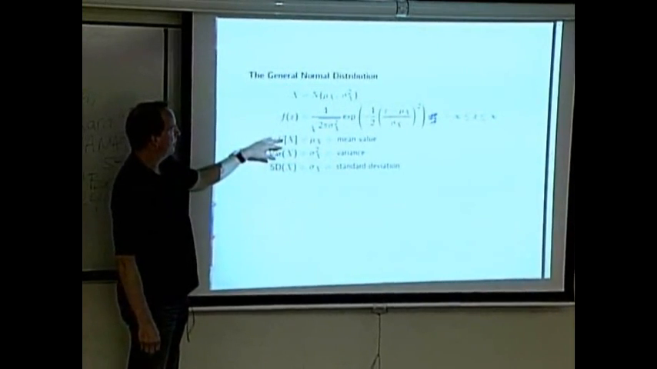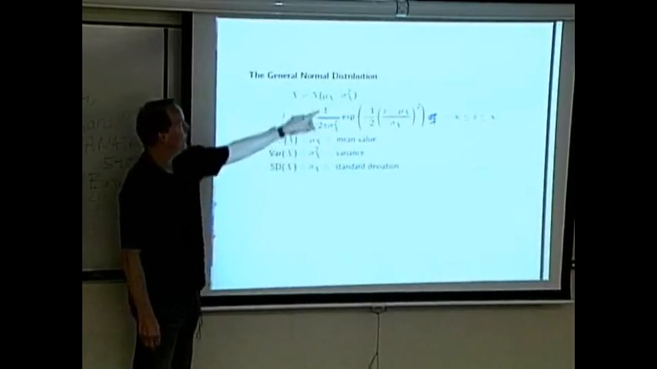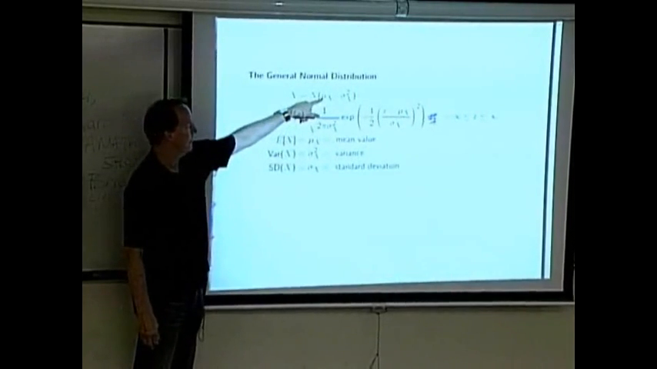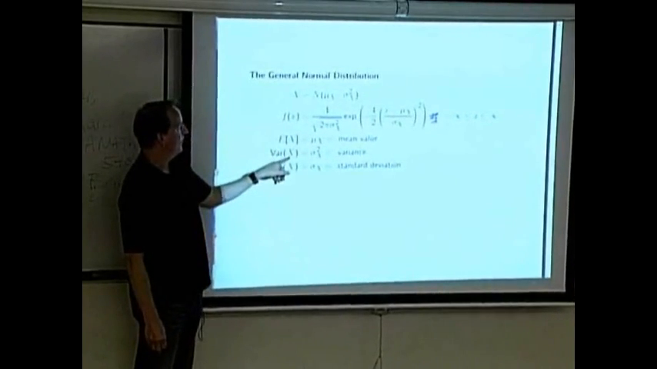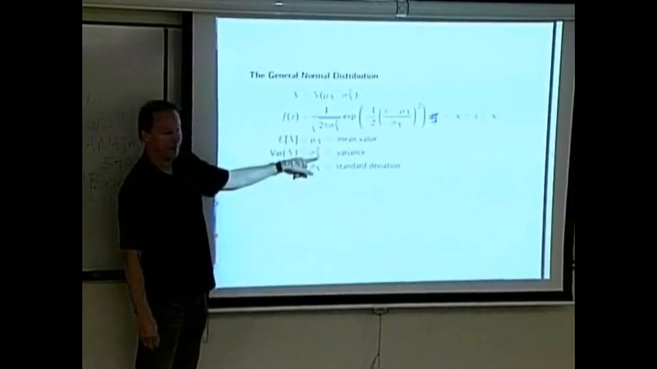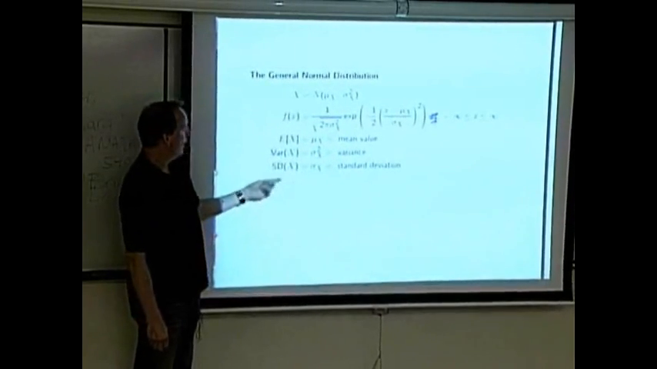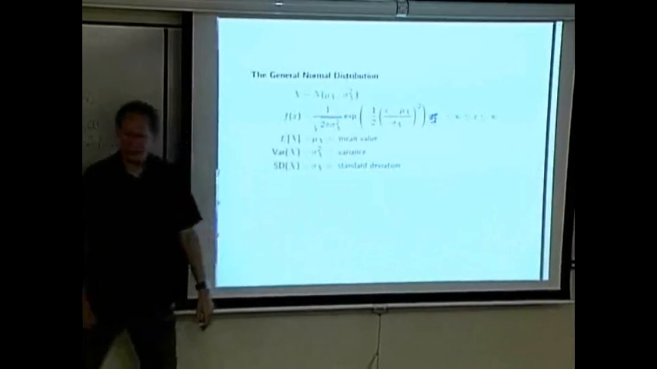The expectation of a general normal random variable, the mean value, is equal to mu of x. So that's the interpretation of this parameter here. The variance of x, the squared deviation from the mean, turns out to be sigma x squared. So that's what this parameter measures. And then the standard deviation is the square root of the variance.